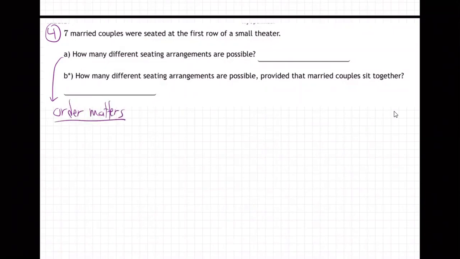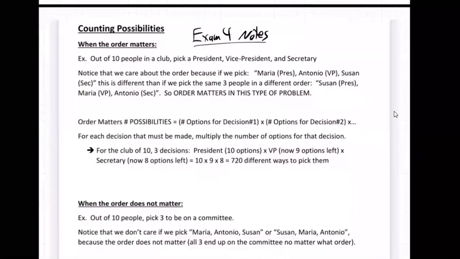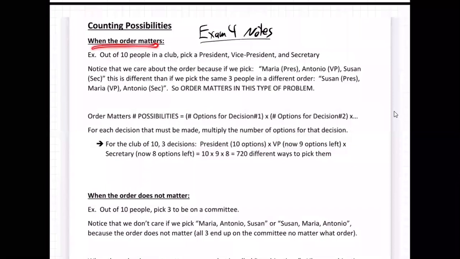So when order matters, what do we always do? Decisions, options, right? That's in the notes for you. Well, I don't know where I put the notes. Up here's the notes, exam 4 notes. So when order matters, the possibilities is number of options for decision 1 times number of options for decision 2 times etc. You just multiply those together.